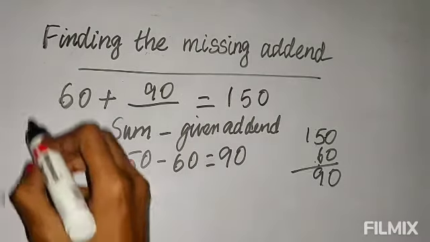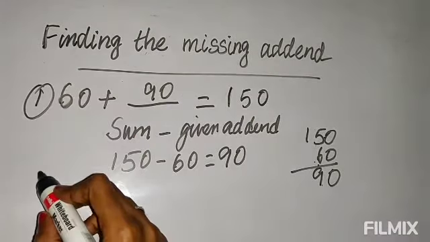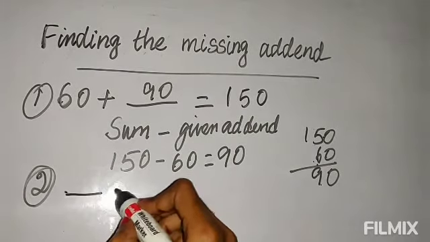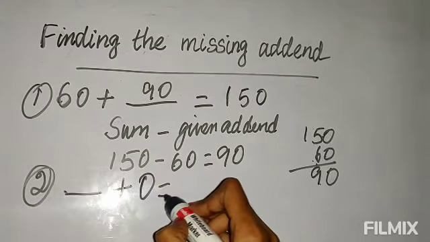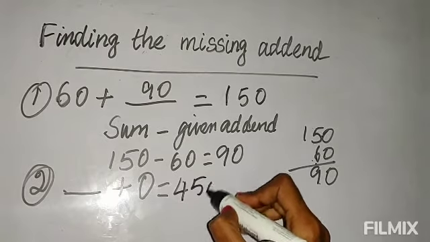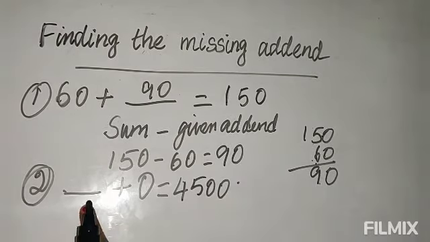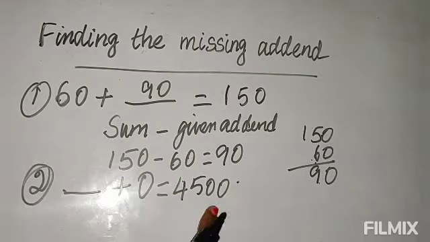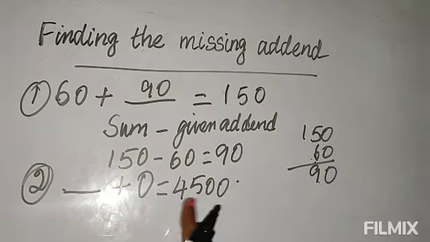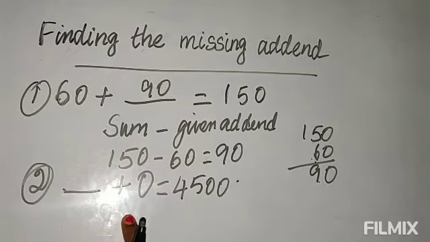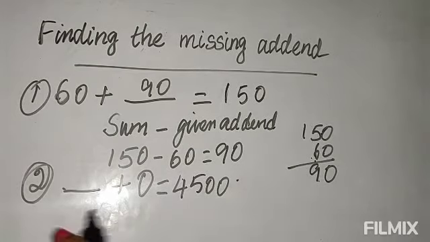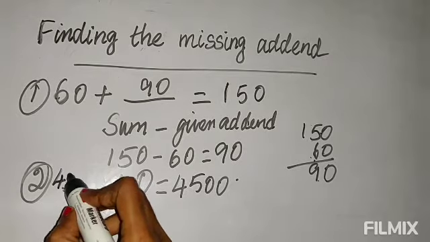Okay, suppose I give you one more example to think over. Here the addend is missing, 0 is the other addend, and the sum is 4500. So what will be the answer here? To find the missing addend, you have to subtract from the sum. Now 4500 minus 0. If you subtract 0 from any number, you get the same number as the answer. Okay, so 4500.